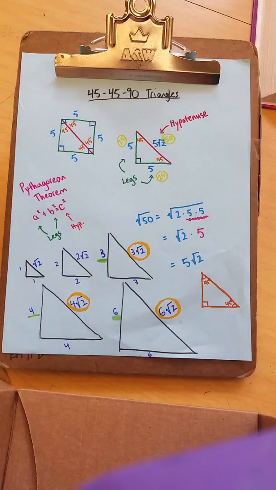So, in general, for any 45, 45, 90 triangle, the length of one leg will always equal the length of the other leg. And the length of the hypotenuse will be the length of the leg times root 2. To get from your leg length to your hypotenuse length, multiply by root 2. To go the other direction, just divide by root 2.